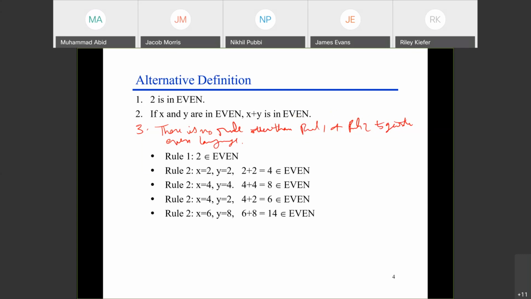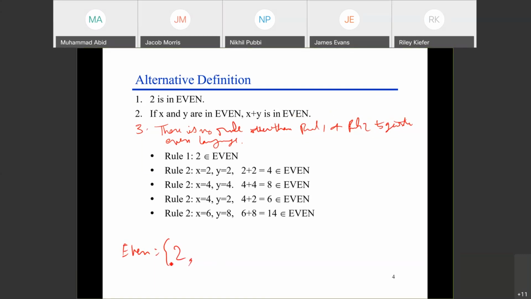So now let's see this. So 2 is in even. So we derive our set even, and 2 is in even. Now we are saying if x and y are in even, then x plus y is in even. At this time I have only one word in my language, which is 2. So I can use this word as x, and also reuse this word as y. So in this second step, x is equal to 2, y is equal to 2, and according to the rules, if you add these two, this will also be an even. So 2 plus 2, 4 is an even.